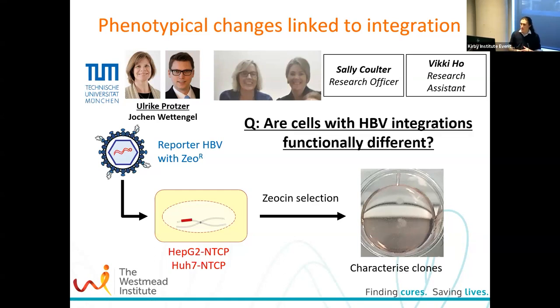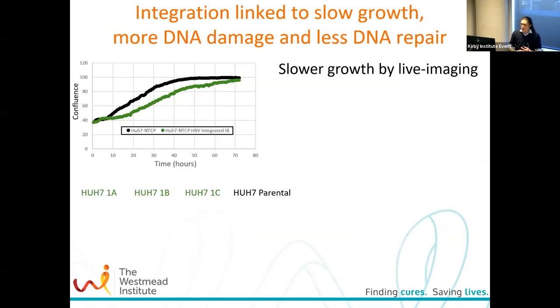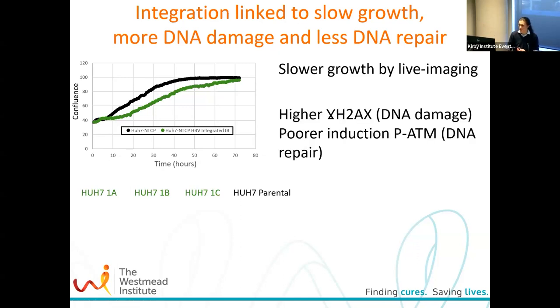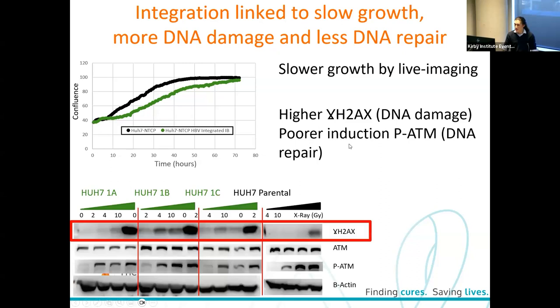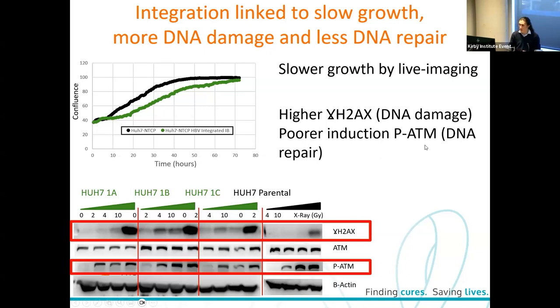And so we were wondering, are these cells with integrations actually functionally any different? Contrary to what we thought, the cells with integrations actually grow slower. So this is live cell imaging data where the black is the parental cells and the green the cells with integrations. And on the y-axis, we've got confluence and time on the x-axis. So basically, we can see that these cells with integrations are actually growing slower. And we didn't understand that. But when we looked at particular proteins associated with DNA damage and DNA repair, we found that the cells with integrations in them seem to have higher amounts of DNA damage, and that might be slowing their replication down, and poorer induction of phospho-ATM, which is a marker of DNA repair.